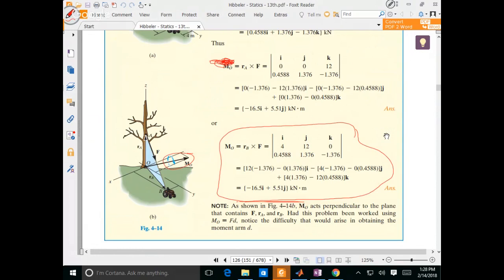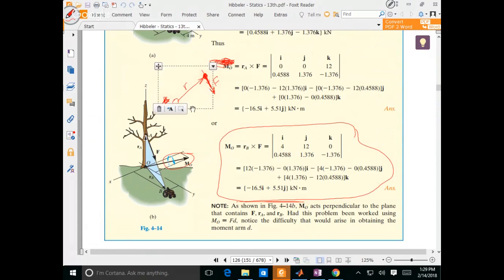However, often you may not have time to stare at it that long. If someone is asking you to find a moment about point O, and there's a force out here somewhere, I don't care what other geometry it is. If you find the origination of the force and the R that goes out to it, just cross those. Don't try to interpret oddball things like this.